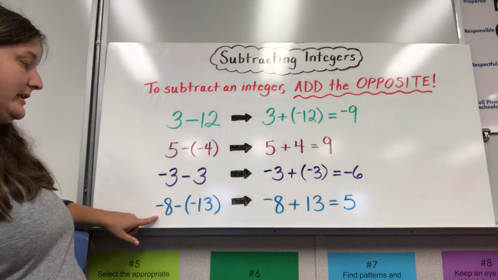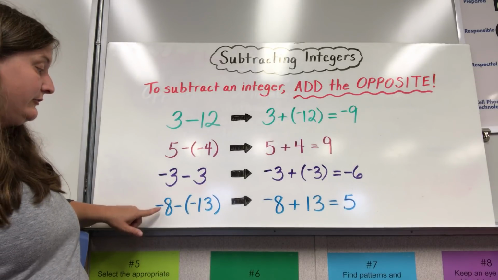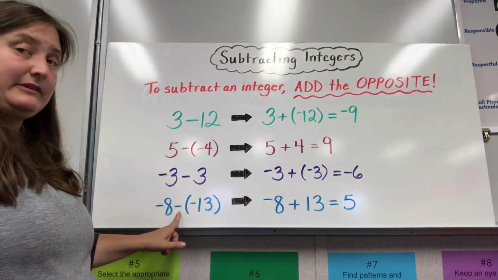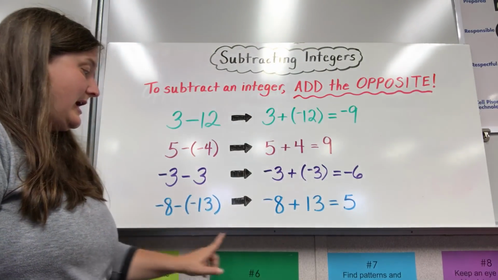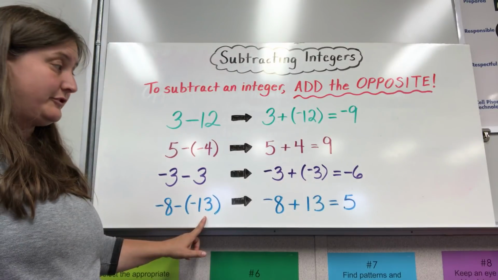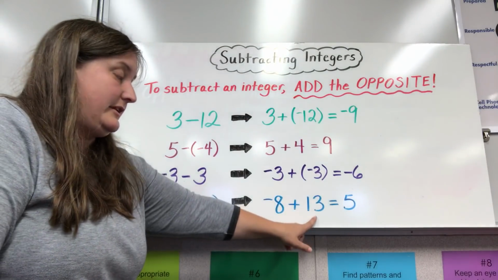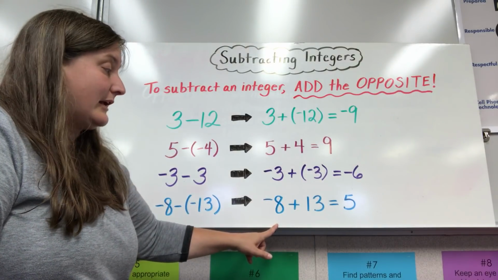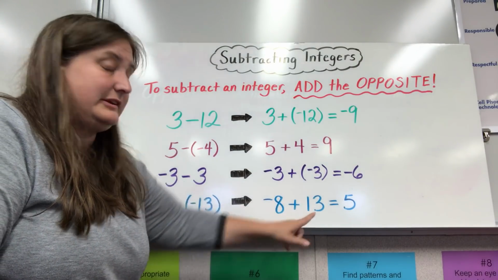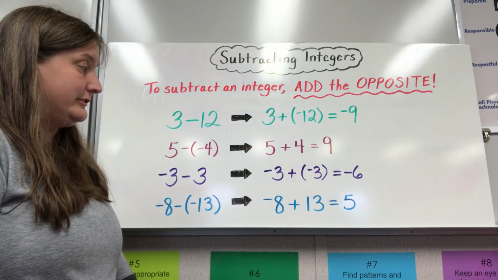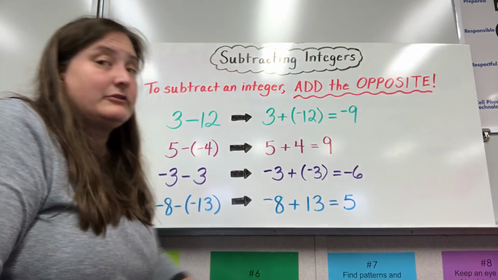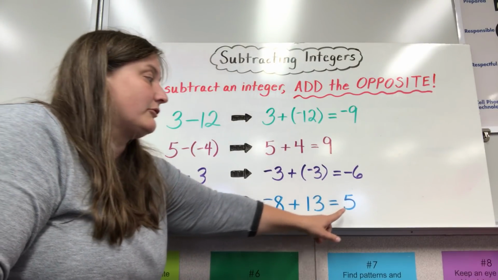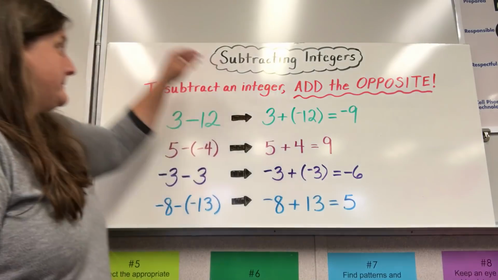Here's my last one, negative 8 minus negative 13. So the first integer stays the same, negative 8. My subtraction sign changes to addition, and this second integer, negative 13, becomes positive 13. Now here I've got two numbers with different signs, so I subtract their absolute values. 8 and 13 are the absolute values here. 13 minus 8 is 5. Since 13 has the greater absolute value and 13 is positive, my answer will be positive 5.